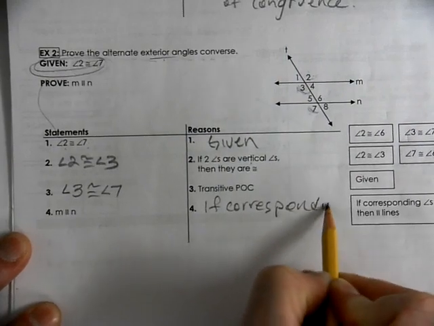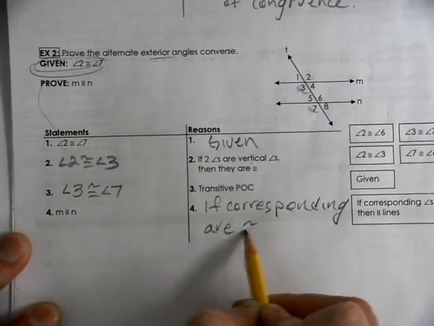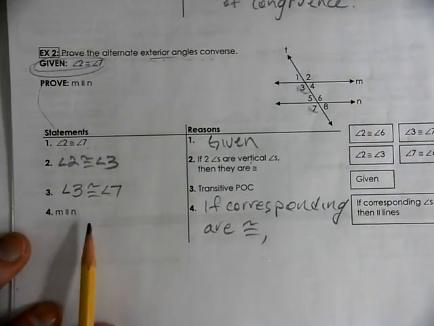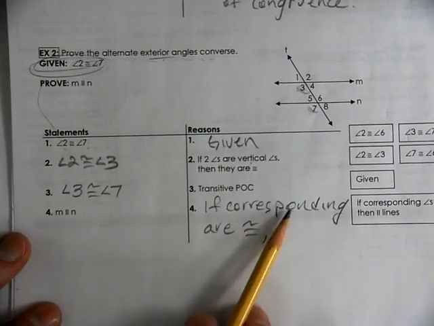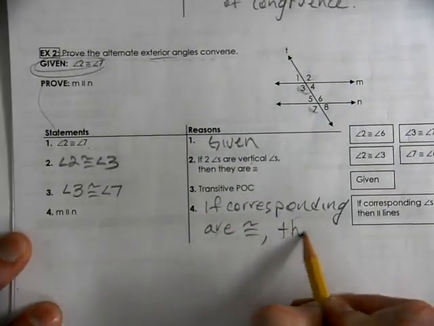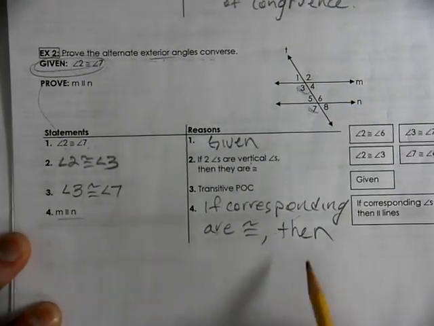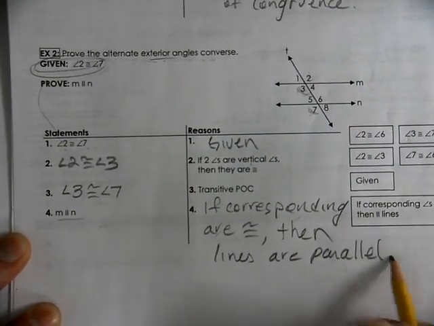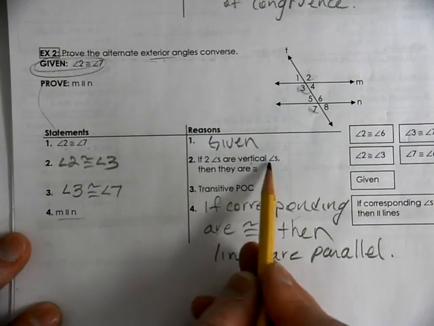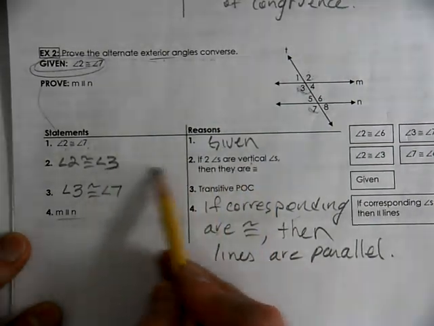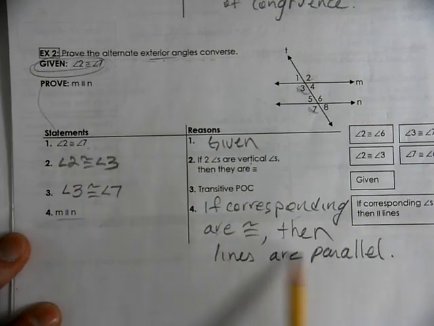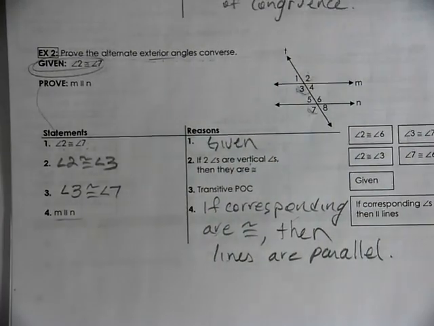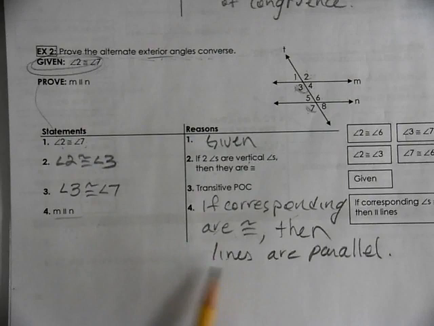If corresponding angles are congruent. Okay, notice those were congruent before we talked about right now. So that's why we're talking about them being if corresponding angles are congruent. Then what are we talking about right now? Then lines are parallel. Then, up here, angles are congruent. That's what we're talking about. Then lines are parallel. That's what we're talking about. You can develop your own way to write it just by realizing what you're talking about.